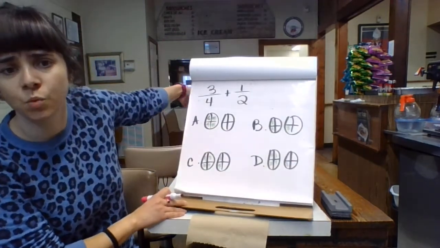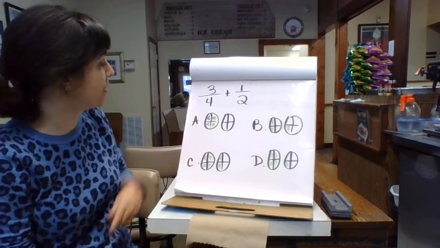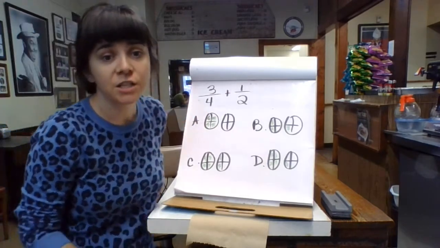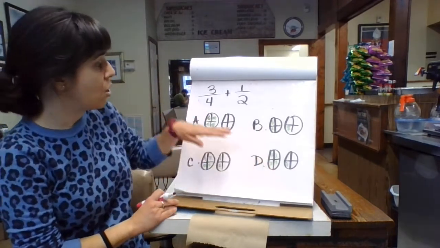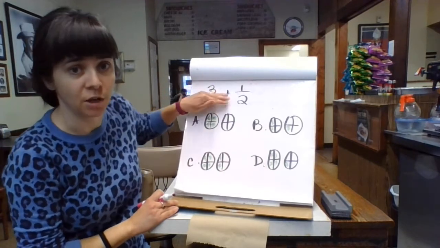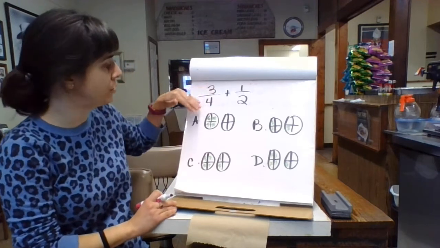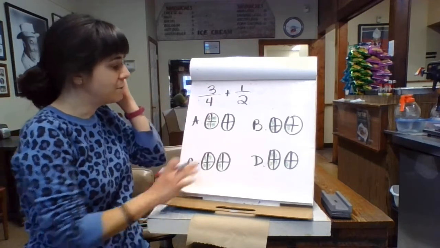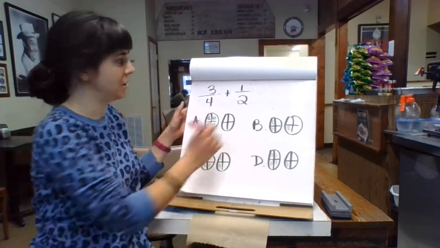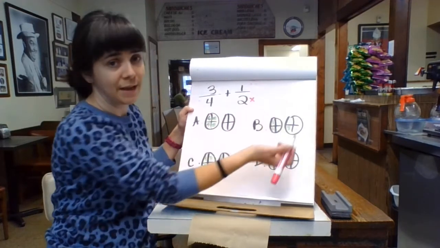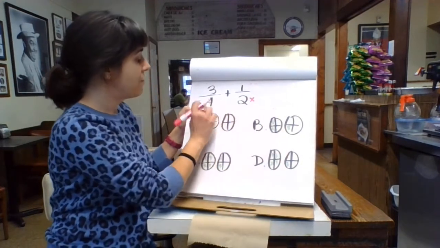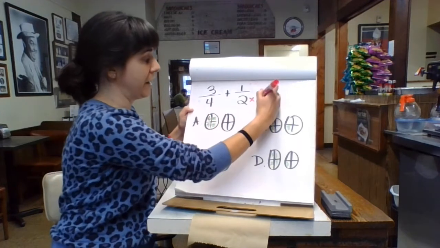Monday number 2 says, which shows the sum of 3/4 plus 1/2. So you can use the pictures, or what I did was I just solved it first and then I saw what picture matched that. So I would normally use the 4-square method. Since I don't have enough space, I'm actually just going to do it this way, which is the same concept as 4-square. 4 is going to be my common denominator.